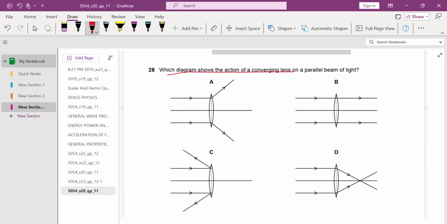Which diagram shows the correct action of the converging lens on a parallel beam of light? So this is clear that option B is correct for question number 26. The parallel light enters the lens, and the rays strike on a single point.